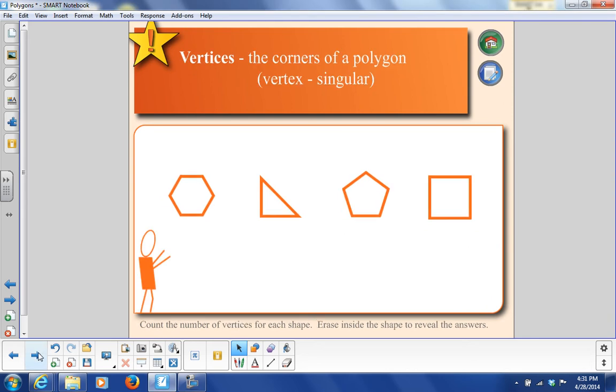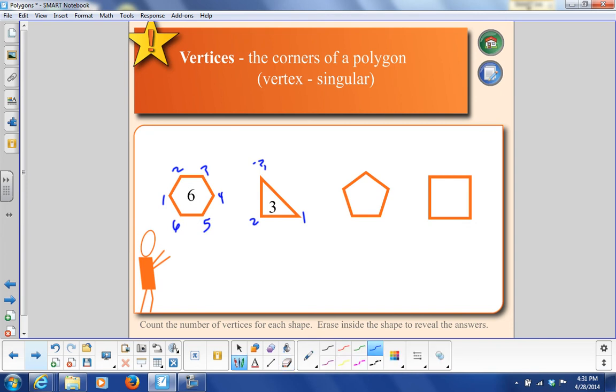All right, vertices. Vertices are corners of polygons. We'll use the obvious one, the corners of a triangle. I've got 1, 2, 3 corners of a triangle. How about this one? I have a corner here, here, here, here. Sorry, here, here, and here. So I should have 6 vertices.